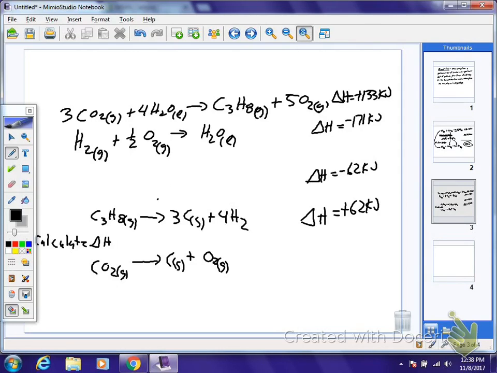This one by 4? Yeah, because then that'll cancel out your H2Os and the hydrogens. Okay, so let's do that. We'll just rewrite this and multiply everything by 4. And then that multiplies this by 4, right?